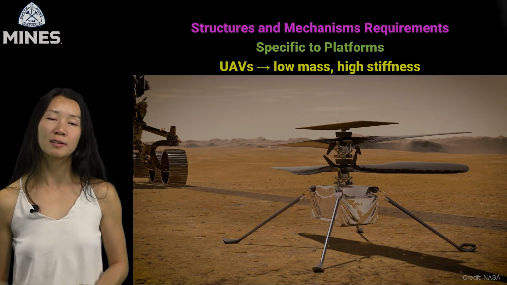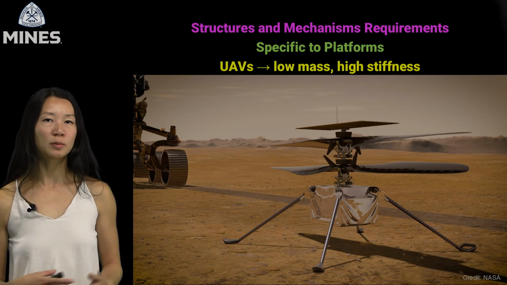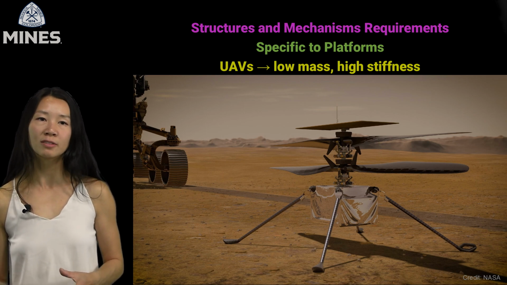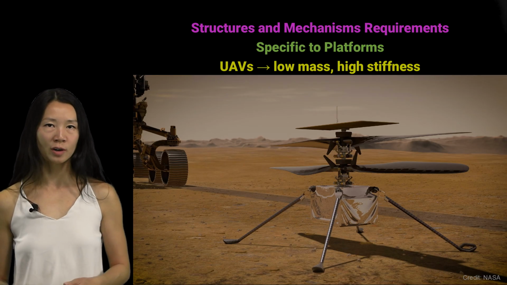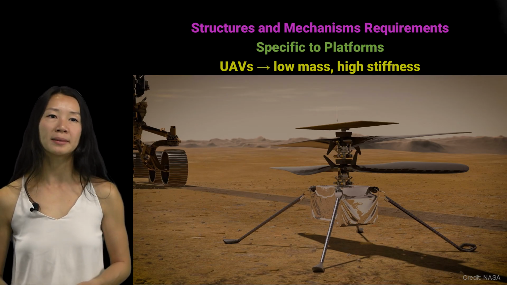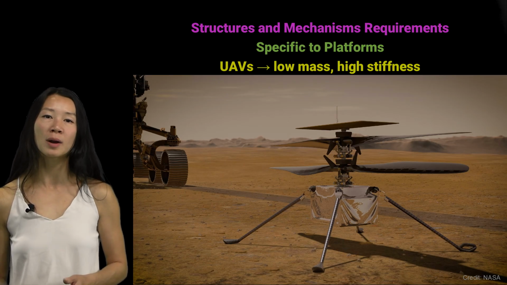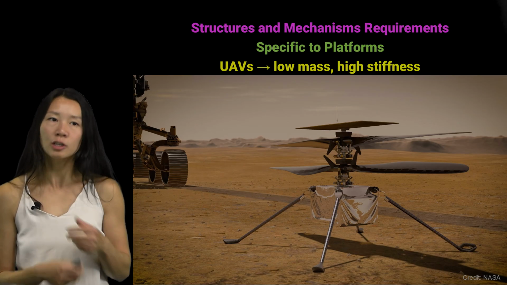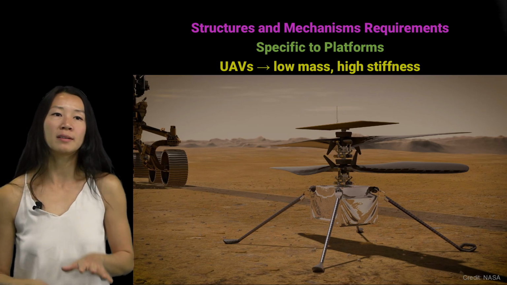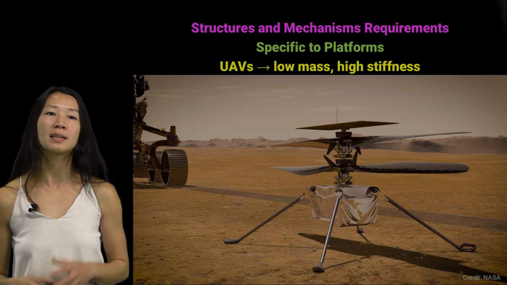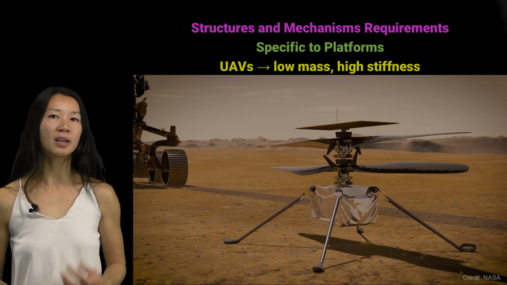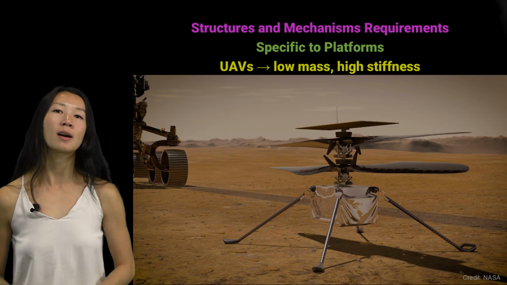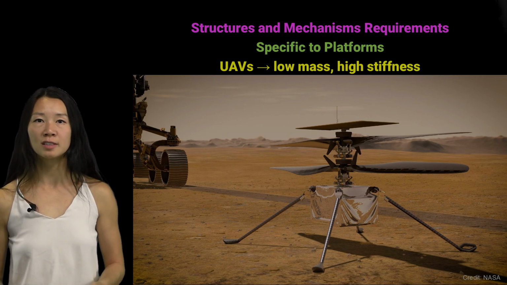The vehicle must be light enough to generate lift in Mars's thin atmosphere, which is just 1% of Earth's, and at the same time, the rotor blades and fuselage must be stiff enough to avoid deformation at 2,400 RPM. This delicate balance means even small changes in mass or material properties can make or break the mission. So unlike orbiters, which need compact stowage, or rovers, which need ground adaptability, UAVs demand aerospace-grade efficiency in every gram and every strut. What you'll notice here is that the rotors and the legs are made of carbon fiber, which are very low mass for their stiffness and strength.